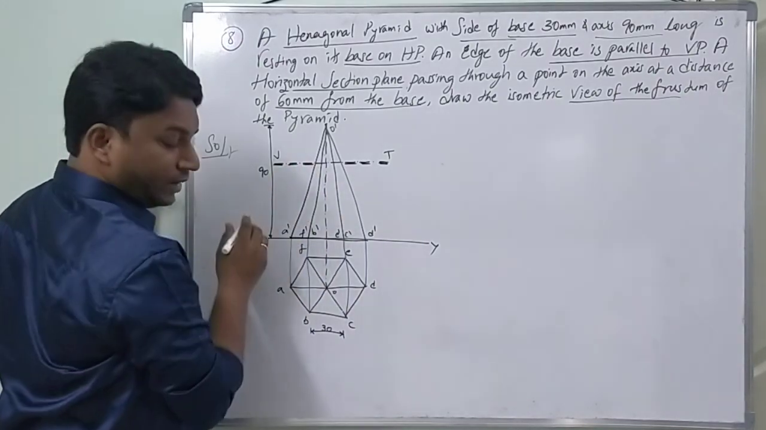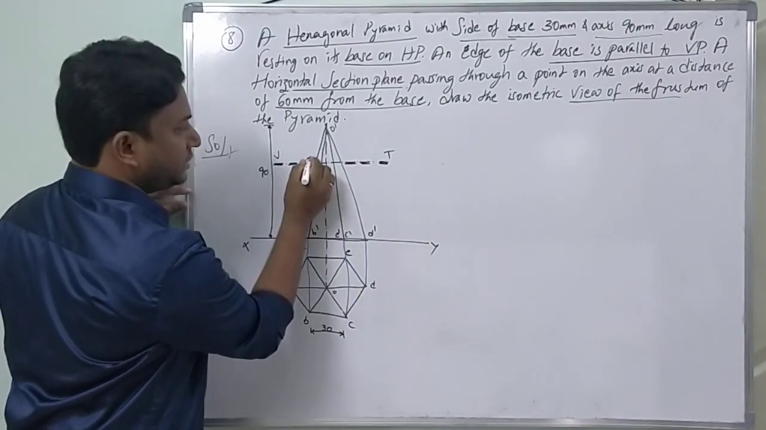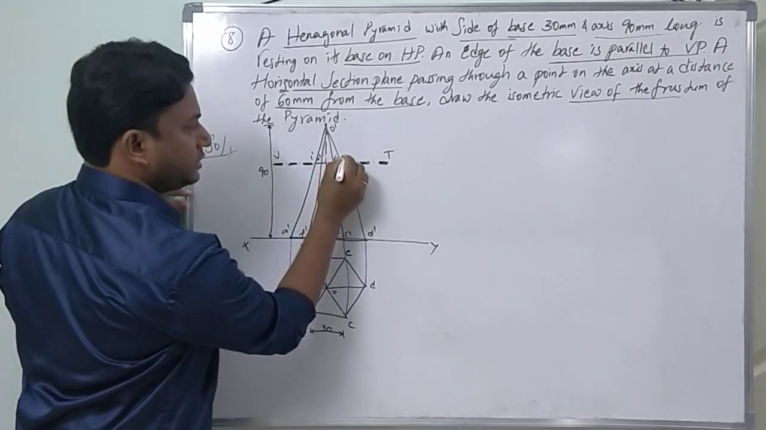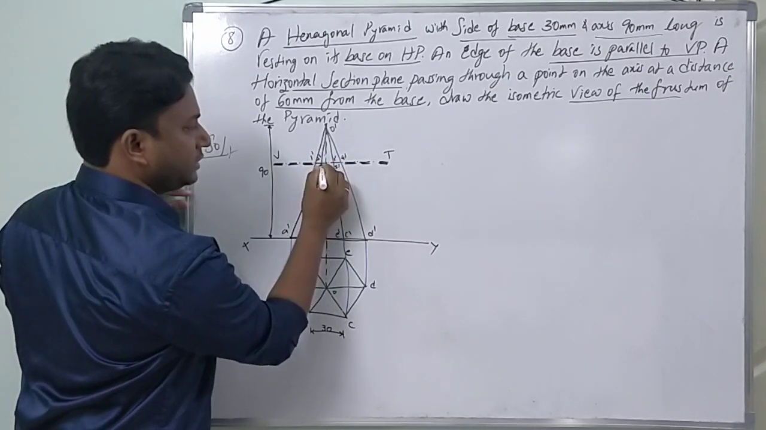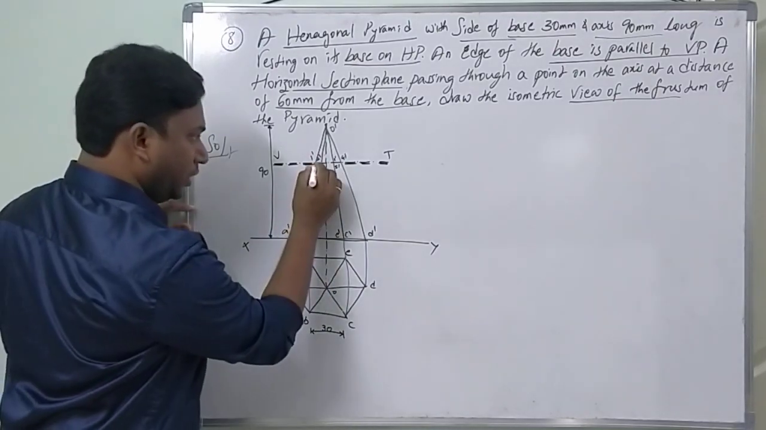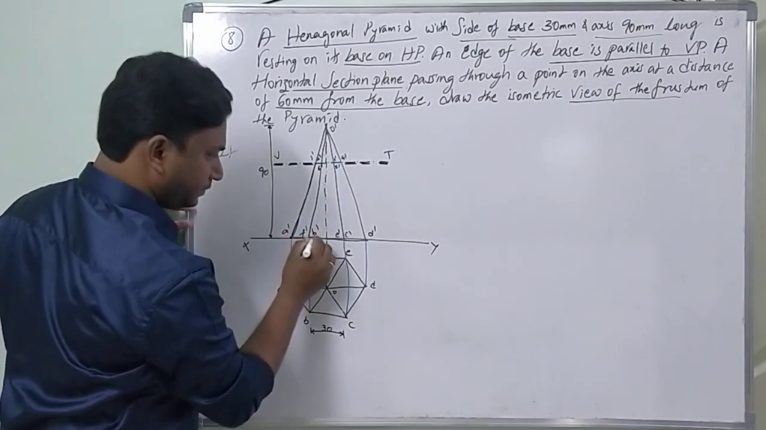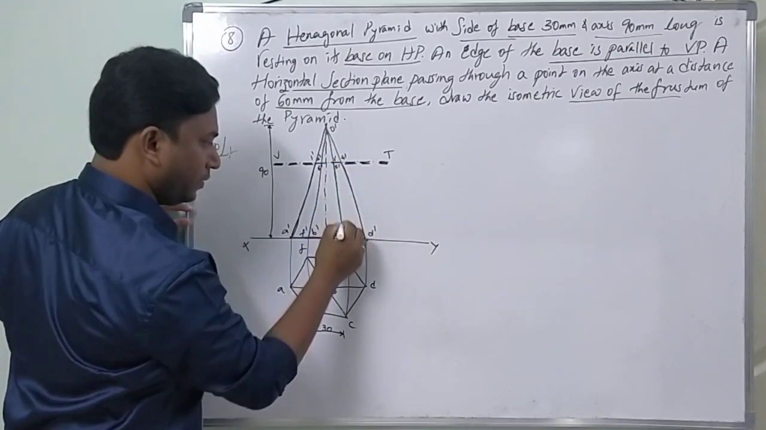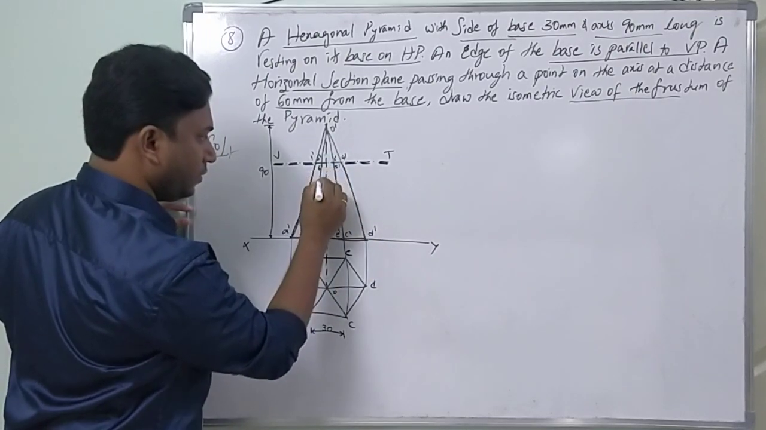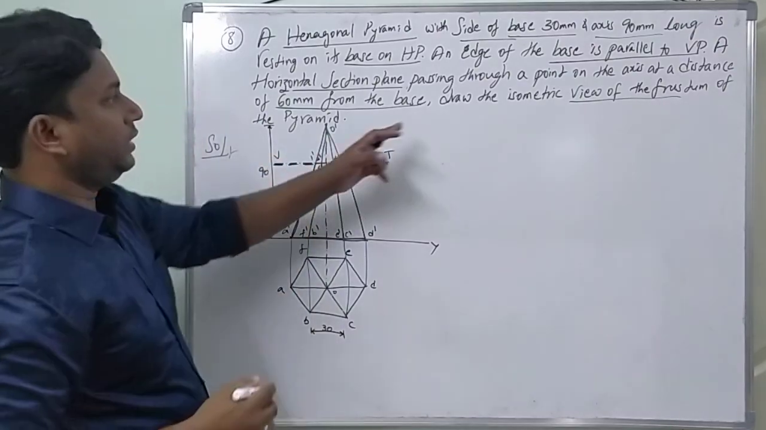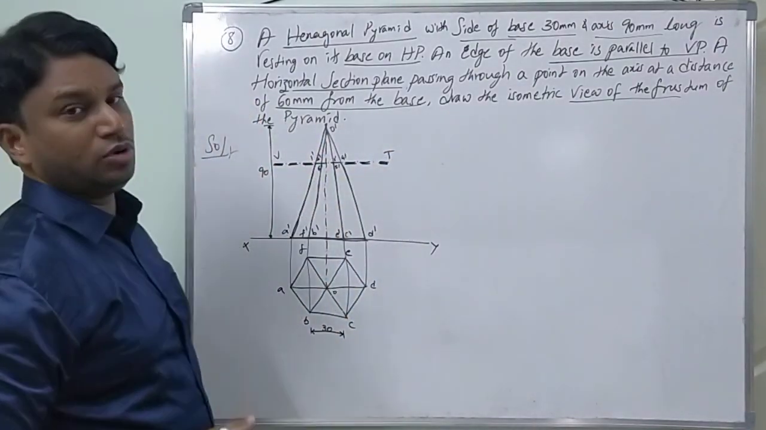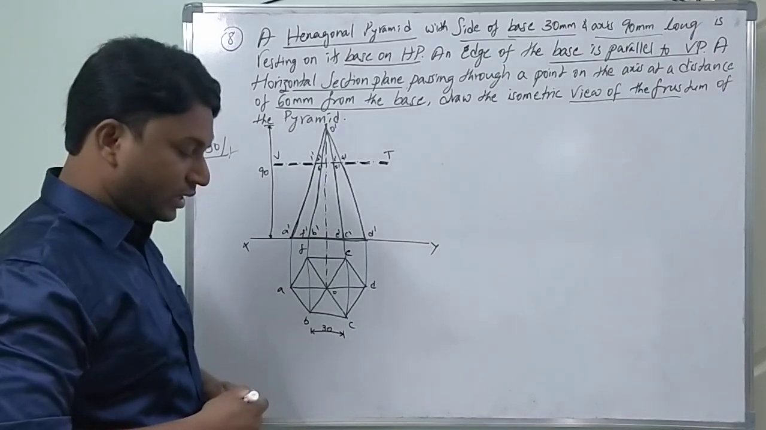Now, what numbering are we supposed to give? Which edges? 1 dash, 2 dash, 3 dash, 4 dash, 5 dash, 6 dash. Now, the bottom portion should be thick. Then draw the isometric view of the first term. That bottom portion we are supposed to draw in isometric view.